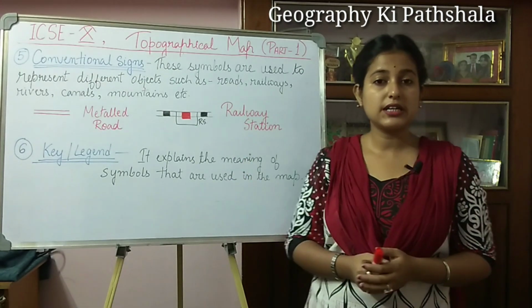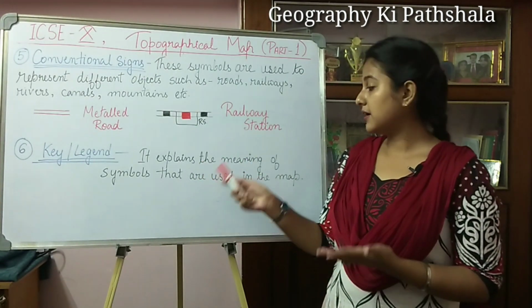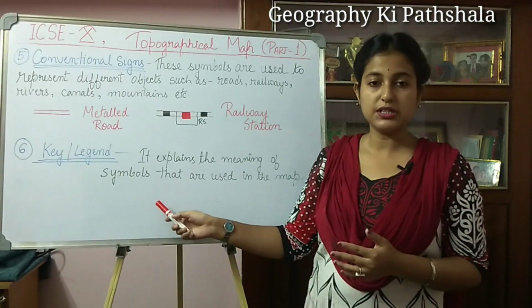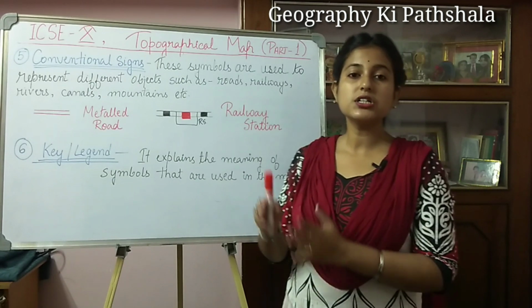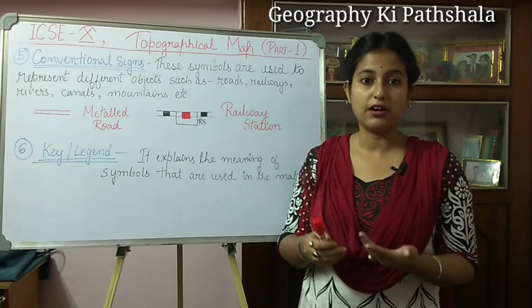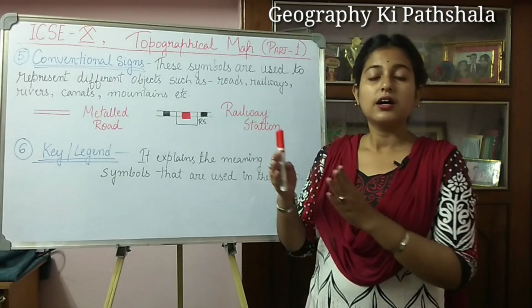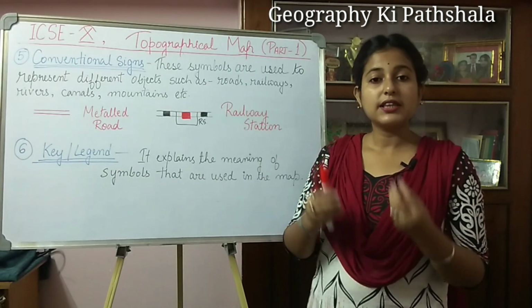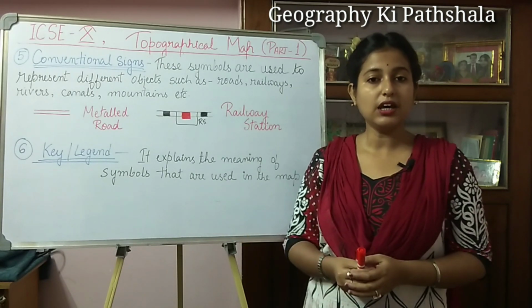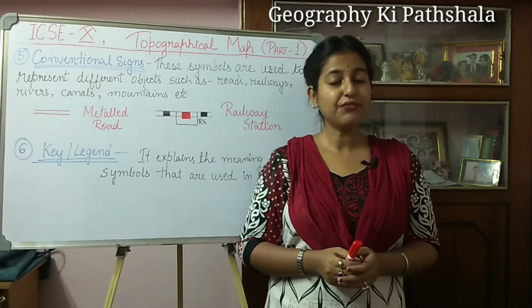Now what is key or legend? It explains the meaning of the symbols that are used in the map. That means the conventional signs which we are using in a map to represent an object, the meaning of those conventional signs is represented in the key or legend part. So these are the 6 elements of map.